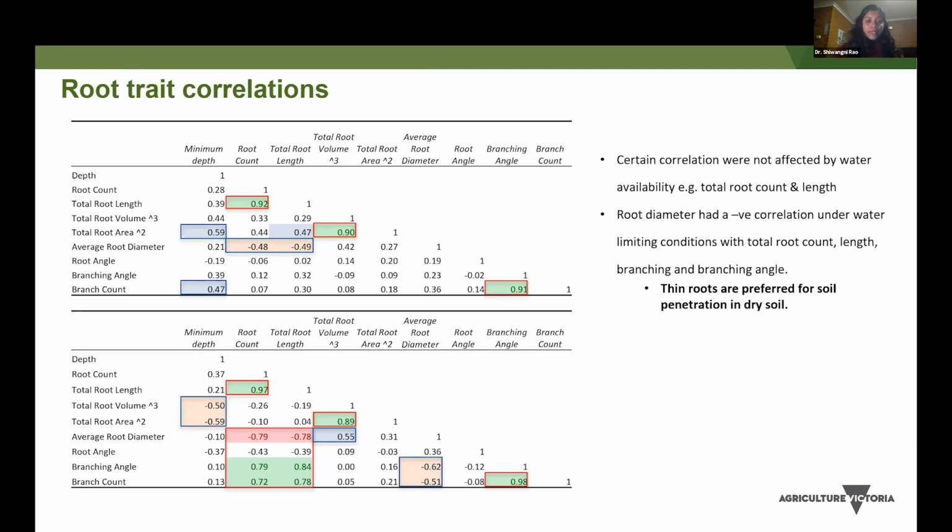So in the rain-fed trial, we saw that minimum depth had a negative correlation with total root volume and area, but where water was ample, this particular correlation did not exist. With ample water, depth had a potential correlation with total root area and branch count. Also, average root diameter tended to be negatively correlated with root count and total root length in a situation where water was not limiting.